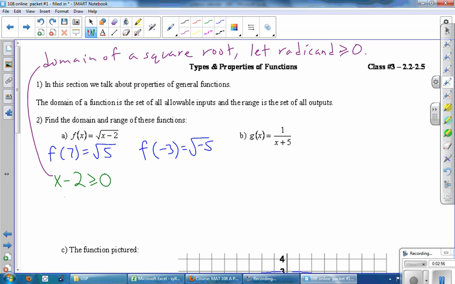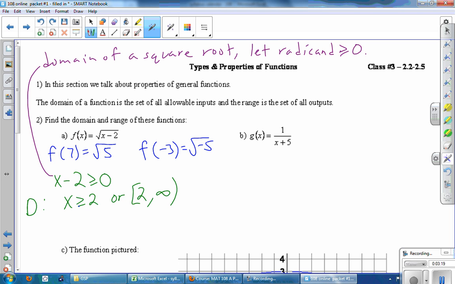And we solve for x, add 2 to both sides, and we get the domain. Domain is the set of all x's such that x is bigger than or equal to 2. If you prefer, we could use interval notation. Starting with x equals 2 and going forever means go to infinity. The square bracket means include 2 because x equals 2 is okay. The parenthesis means don't include that number, and we never include infinity or minus infinity.